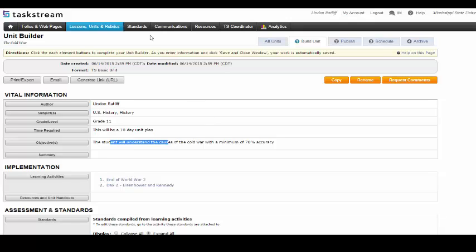So buy your TaskStream account, work these, and make this very easy. This is so much simpler. So easy when you look at TaskStream.